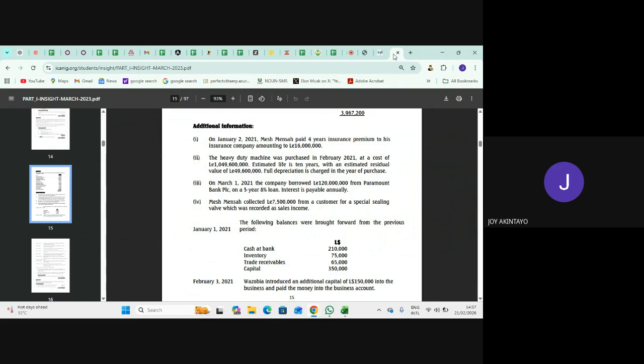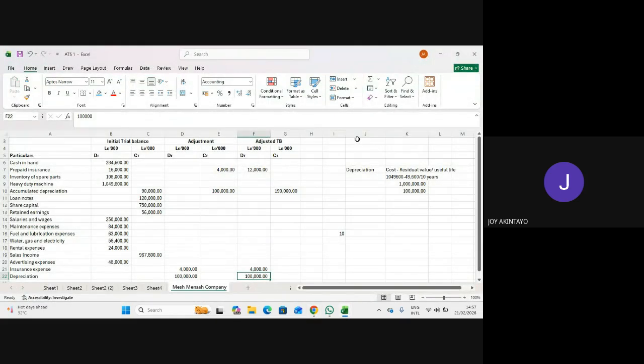Count it very well. That's 10 months. So we now say, we come here, our interest. You can use this place as your working space. Annual interest.